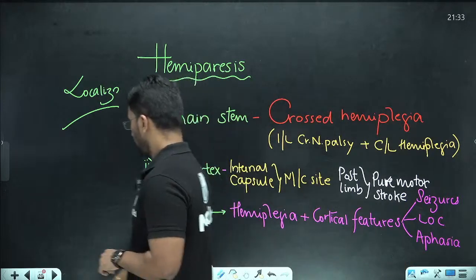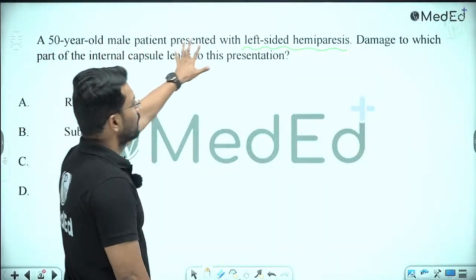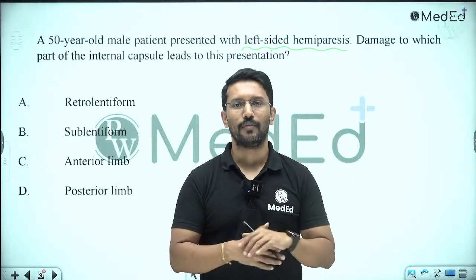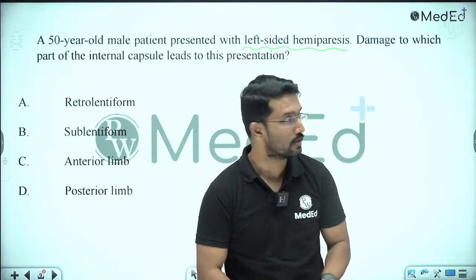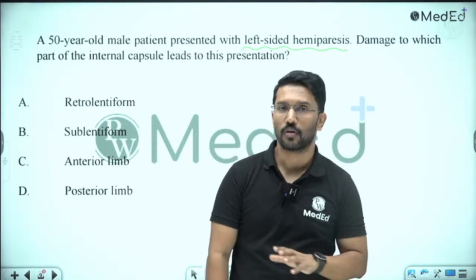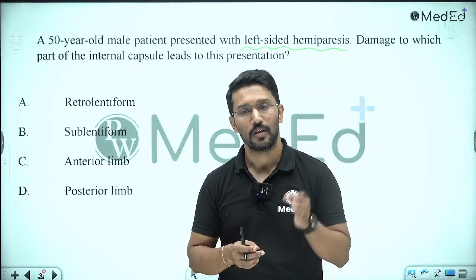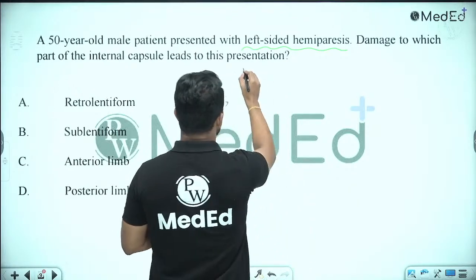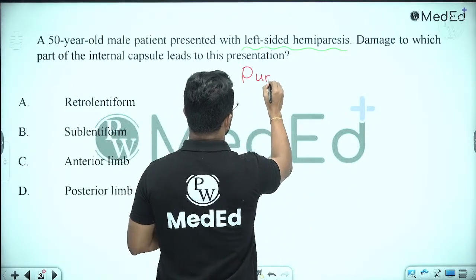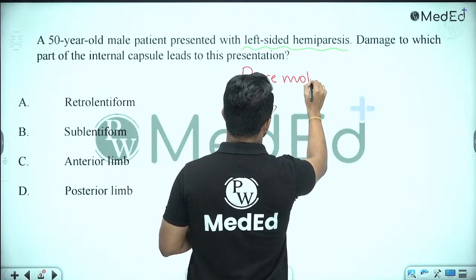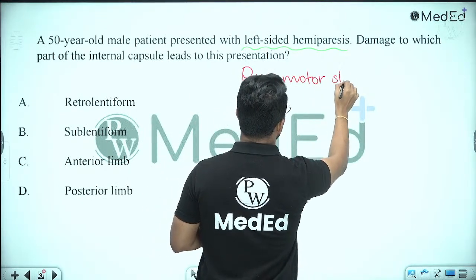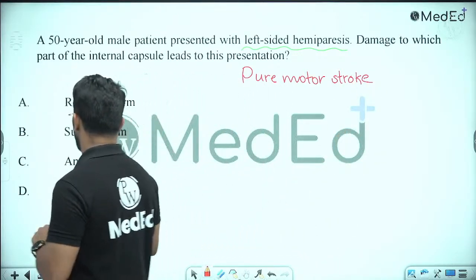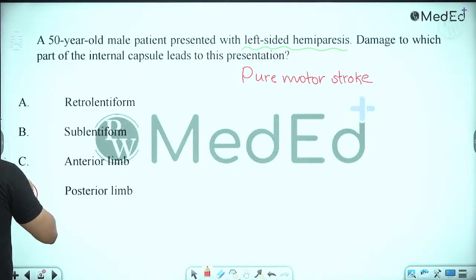Okay, now let me get back to the question. With this information, can I say that this is a cortical stroke? No. Can I say that this is a brainstem stroke? No. I have to mostly think of internal capsule. And remember here, they have only told hemiparesis. They are not talking about the hemisensory loss. So it has to be pure motor stroke. Now, if it is pure motor stroke, where should be the lesion? The lesion has to be in posterior limb of the internal capsule. So the answer should be option D over here.